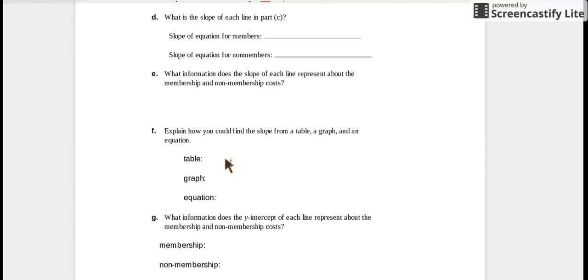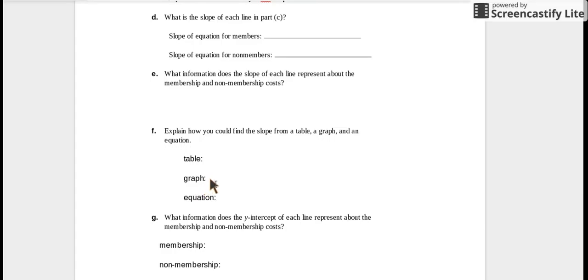For F, they ask you to explain how you could find slope from a table, a graph, and an equation. With a table, for the question we did earlier, we had to find the difference in y and the difference in x, or a ratio between the change in y and the change in x, in order to find the slope, or the constant rate of change.